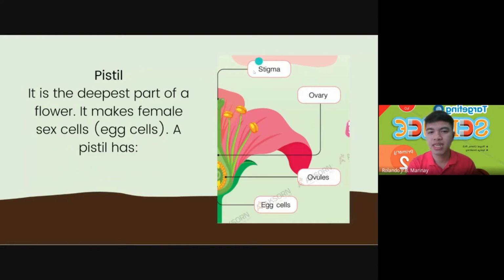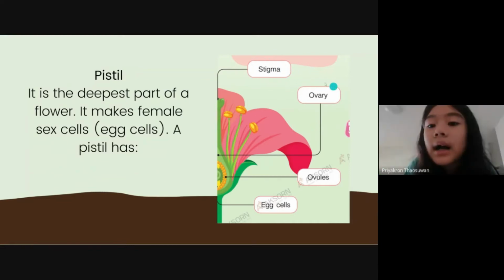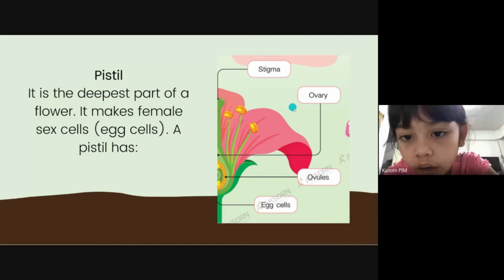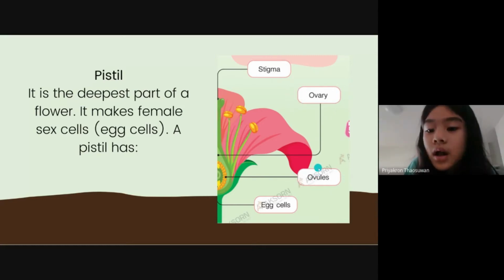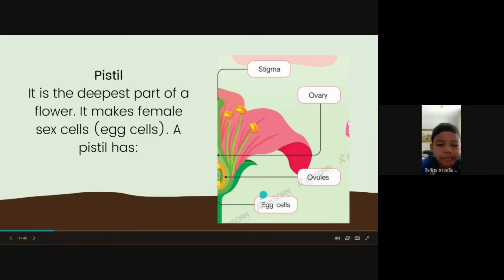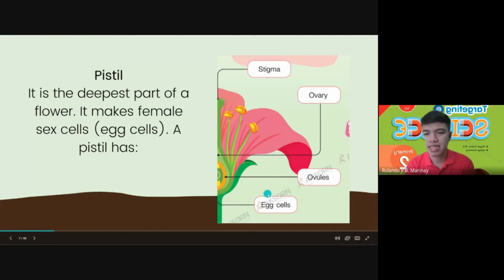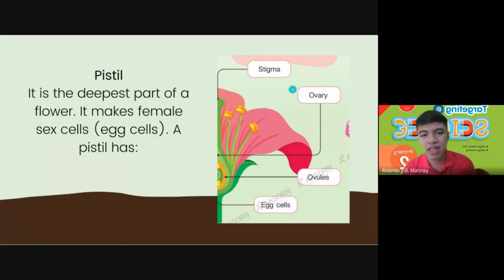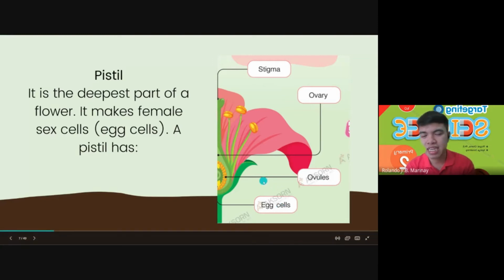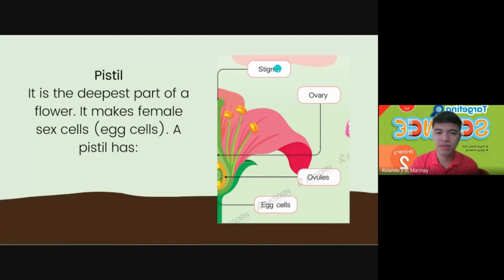Repeat after me. Say stigma. Stigmas. Ovary. Ovary. Ovules. And egg cells. Okay, very good. Everybody, very good. We have the stigma, ovary, ovules, and egg cells. I explained already what those are. The stigma is on the top of the ovary, ovules, and egg cells.